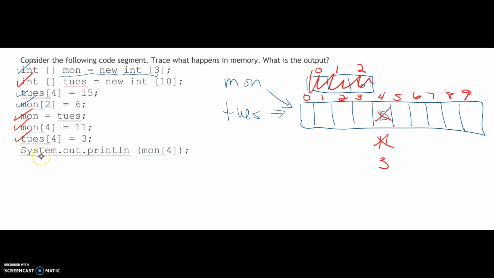And then it wants us to print out mun 4. Well, if I look at the big array, because there's only one array here, mun 4 is right here, and 3 is what is going to be printed out for us.